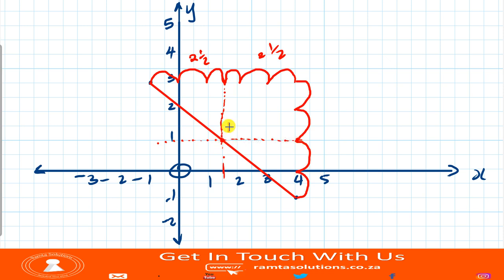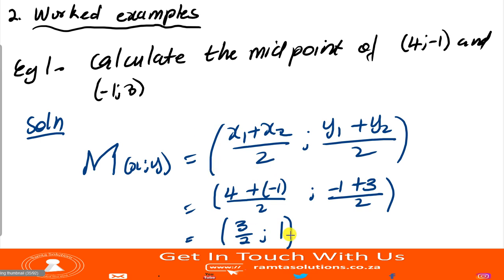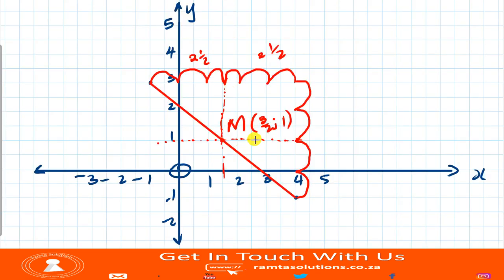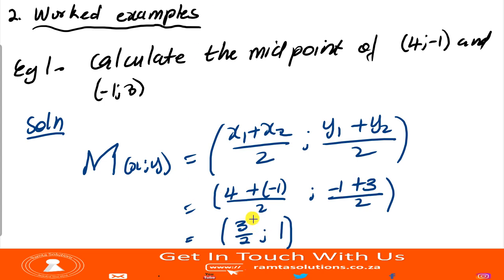Can you guys see this? So what is this? This is our midpoint. And look at it. The x value is 1.5, which is 3 over 2. What is the y value? The y value is 1. Isn't this what we got? Indeed, this is what we got. So you see, graphically, we were also able to confirm what we got using algebra.